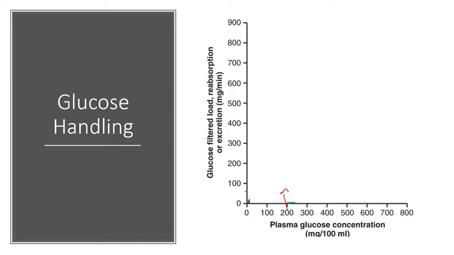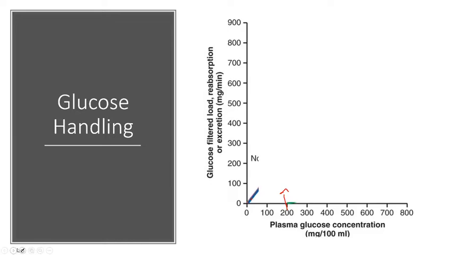You've got 3 lines coming up. So it starts about here. The blue line is reabsorption, or the amount that's reabsorbed. The red line is the filtered amount. So let's just watch that.